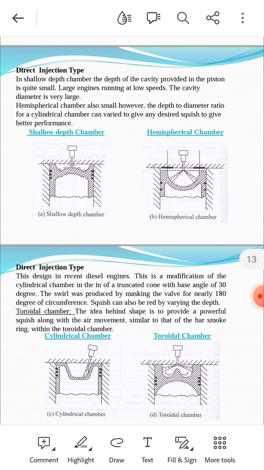Toroidal chamber. The idea behind the shape is to provide a powerful squish along with the air movement similar to that of a vortex smoke ring within the toroidal chamber.